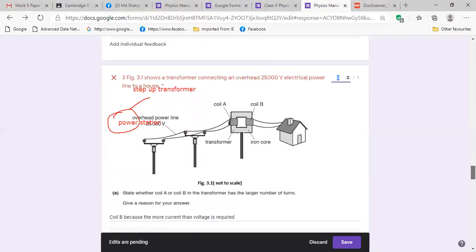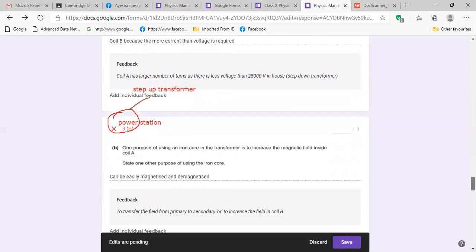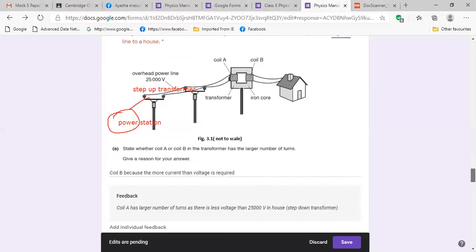So here you got 0. Sir, number of turns and voltage are directly proportional? Yes, yes. Vp by Vs equals Np by Ns. Is it clear now? Yes, sir.